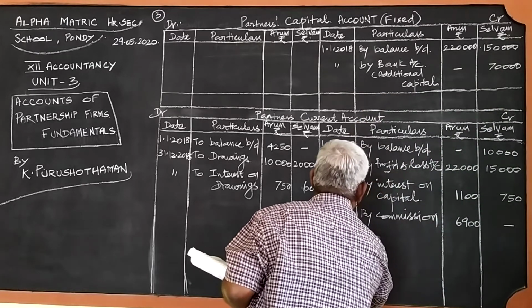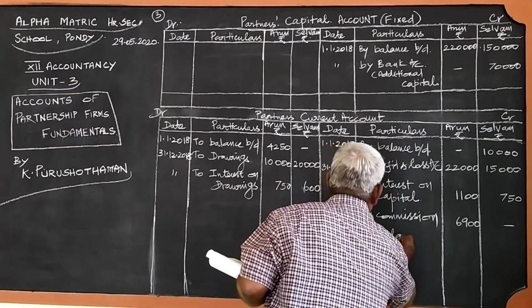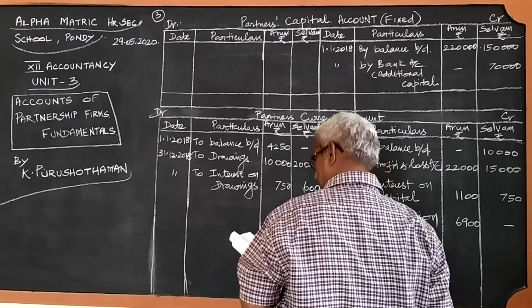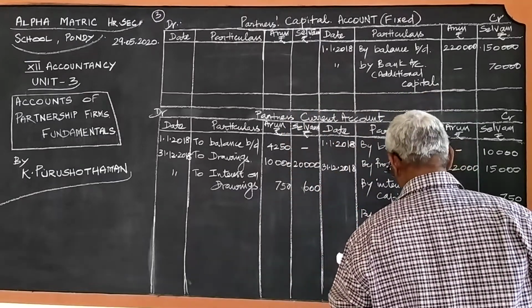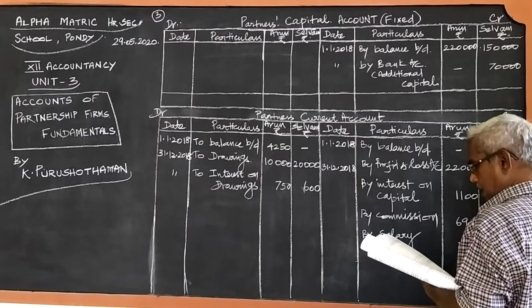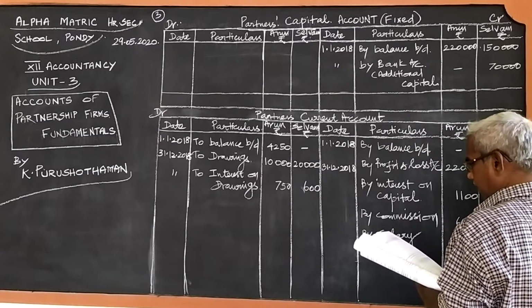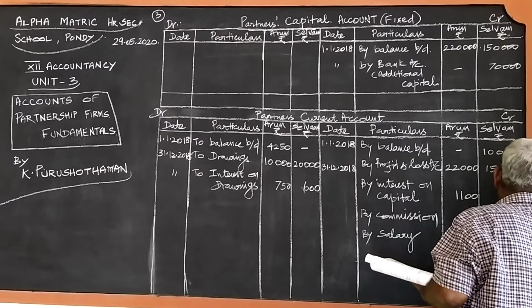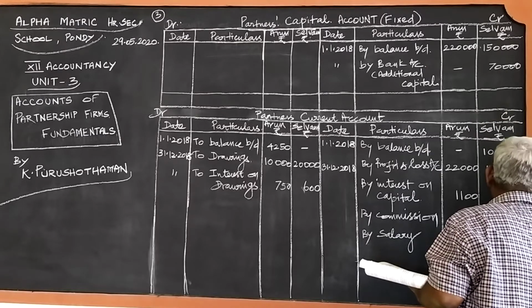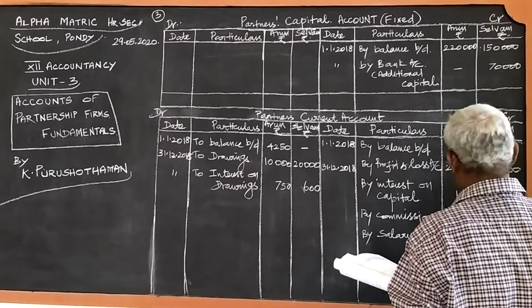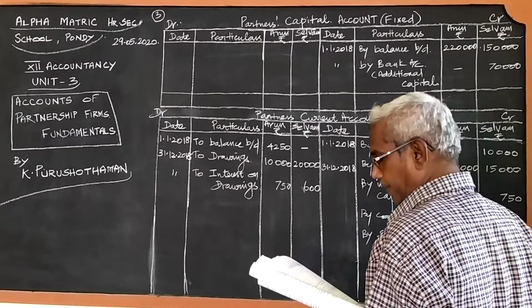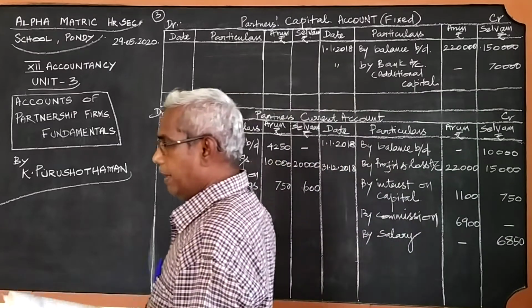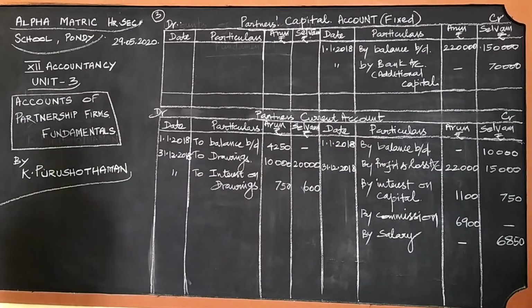It is an income to the partner. By salary, Arun gets no salary, but for Selvam, salary is given, 6,850. Now, we have written everything, all the items here. We can close it.